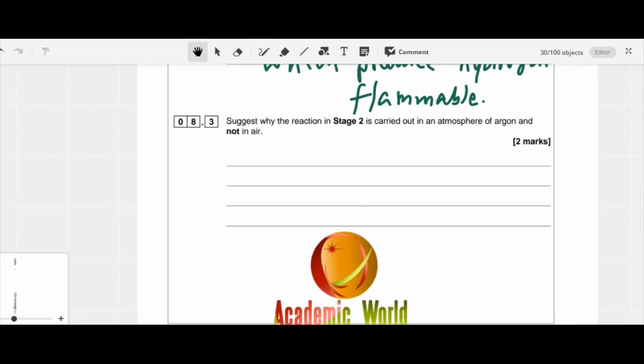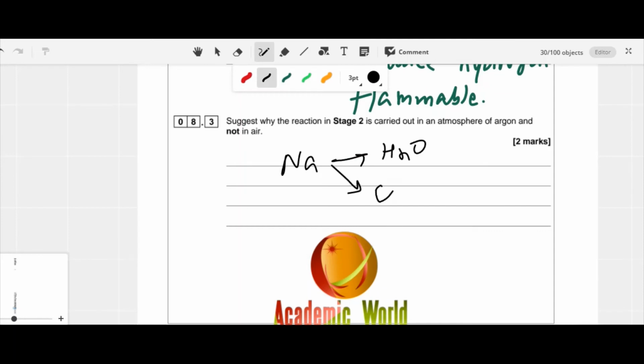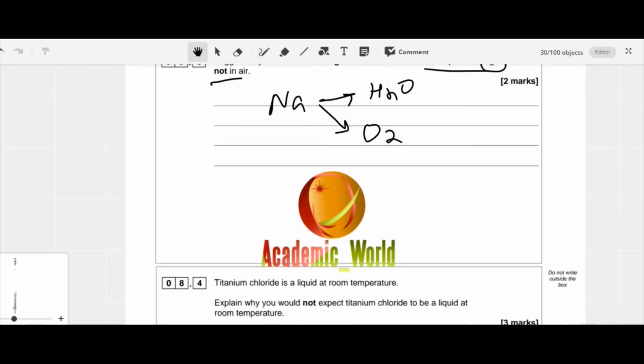Okay, so now the next question: suggest why the reaction in stage 2 is carried out in an atmosphere of argon, not in air. Because there is the use of sodium, and sodium can react with water vapor as well as with oxygen gas, because the atmosphere contains oxygen gas and water vapor. So instead of air we use argon gas for the stage 2 reaction.